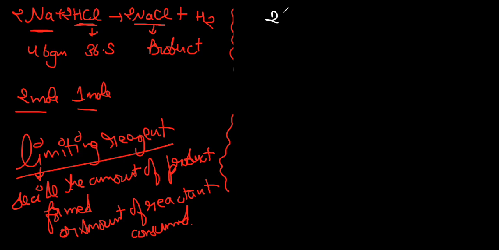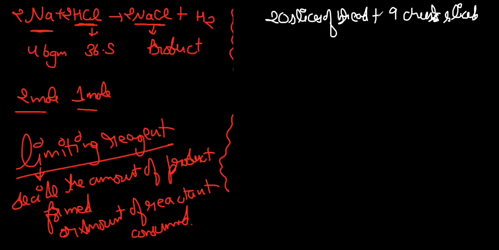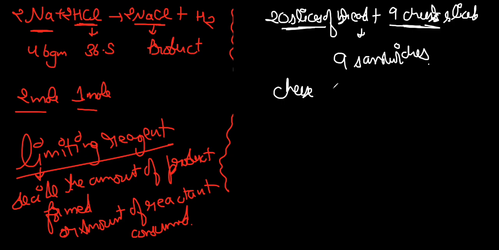Let's say I have 20 slices of bread and I have 9 cheese slices, and I'm trying to make some sandwiches. What I need to do is use 2 bread slices and put 1 cheese slice in between. So, according to this, I'll be able to make only 9 sandwiches. I'm not able to make 10 sandwiches. Reason why? Which one out of these two reactants is limiting the reaction? Cheese slices. Cheese slices are limiting the reaction.